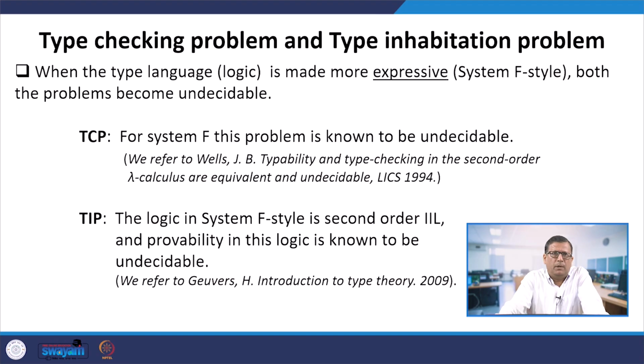Now the other problem, the type inhabitation problem. The logic in System F style is second order intuitionistic implicational logic, and provability in this logic is known to be undecidable, and hence this problem is undecidable. Again, there is a detailed discussion given in Goebbels' paper, Introduction to Type Theory. So we refer to that paper. You are requested to please look at this paper.